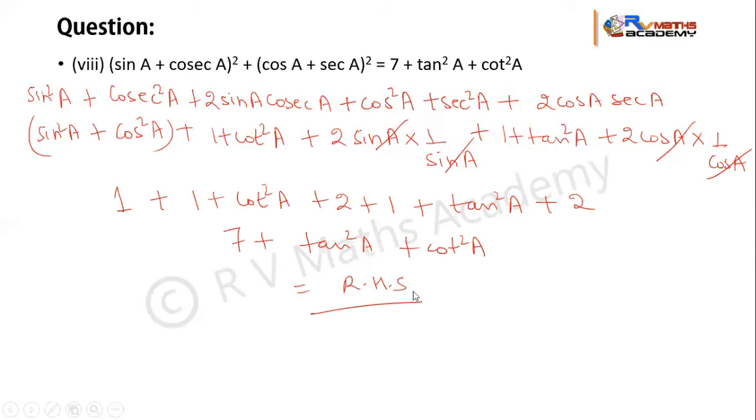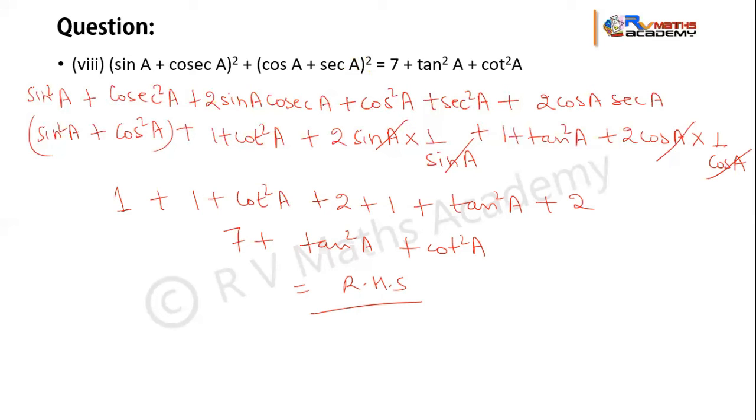See, you can see it very easily why I have not converted sec into cos and cosec into sin, because we know that if I do the square of this bracket, I will get sec square A, and we know the relation of this sec square A with tan square A, that sec square A is equal to 1 plus tan square A.